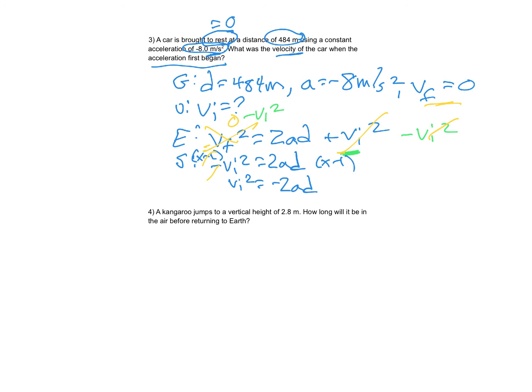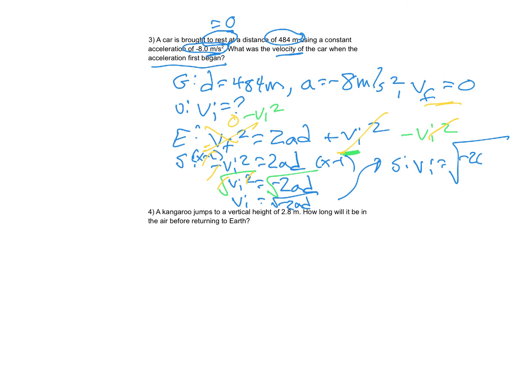But then I've got to get rid of the square. I'm going to square root it. So that will get rid of the square. So now I have VI equals the square root of negative 2AD. Now, because I ran out of space, I'll come over here. So VI is equal to the square root of -2.